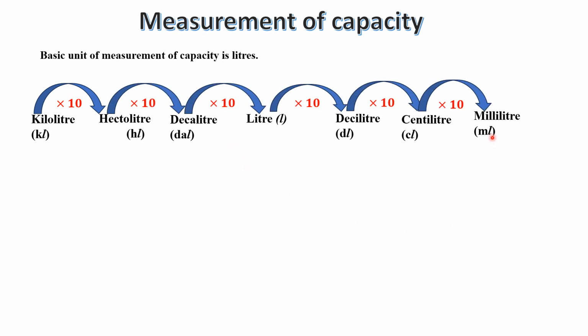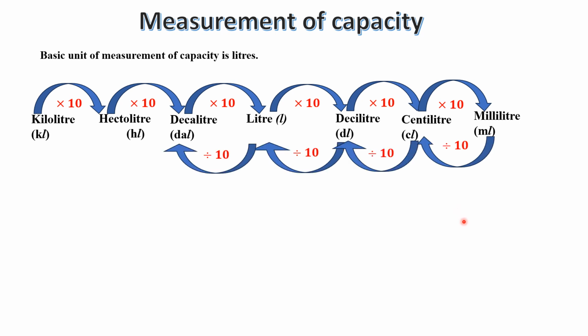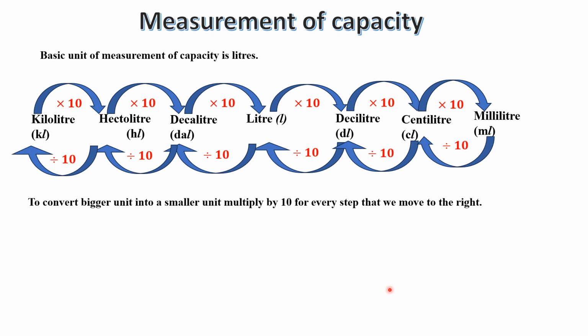Same way, if you have to convert smaller to bigger unit, you have to divide it by 10, as we have seen in the previous two cases, isn't it? So if you are converting bigger to smaller, multiply by 10. So now I have an example.